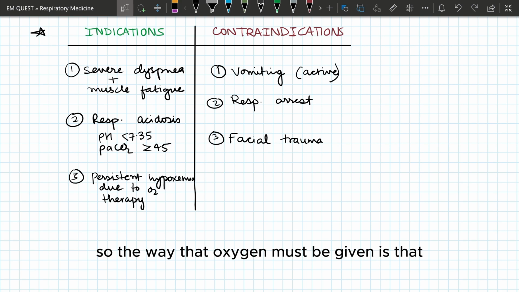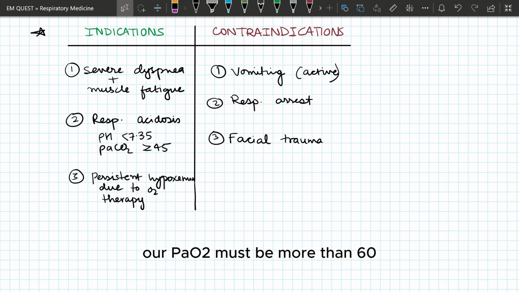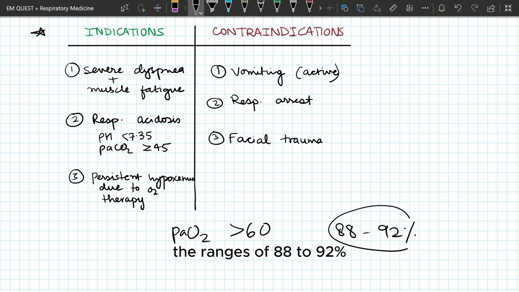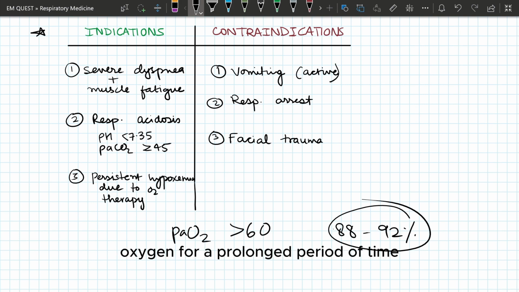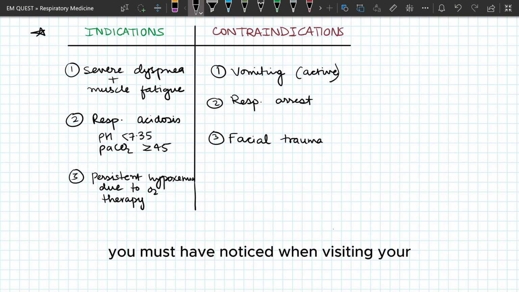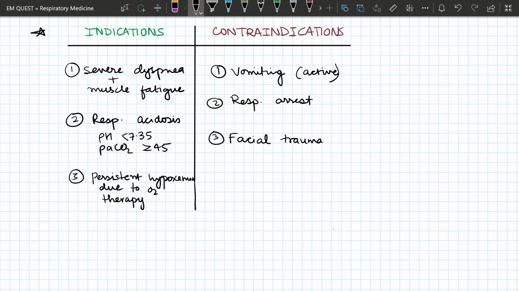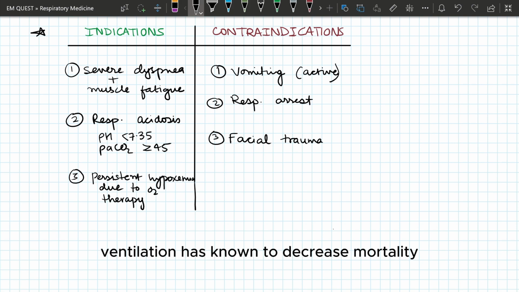So the way that oxygen must be given is that our PaO2 must be more than 60 and our oxygen saturation must be in the range of 88 to 92%. If the patient gets exposed to high concentrations of inspired oxygen for a prolonged period of time, then that is going to cause hypercapnia. You must have noticed when visiting your ED that a lot of patients with acute COPD often receive non-invasive ventilation. Now, non-invasive ventilation is known to decrease mortality, intubation rates, and hospital length of stay.